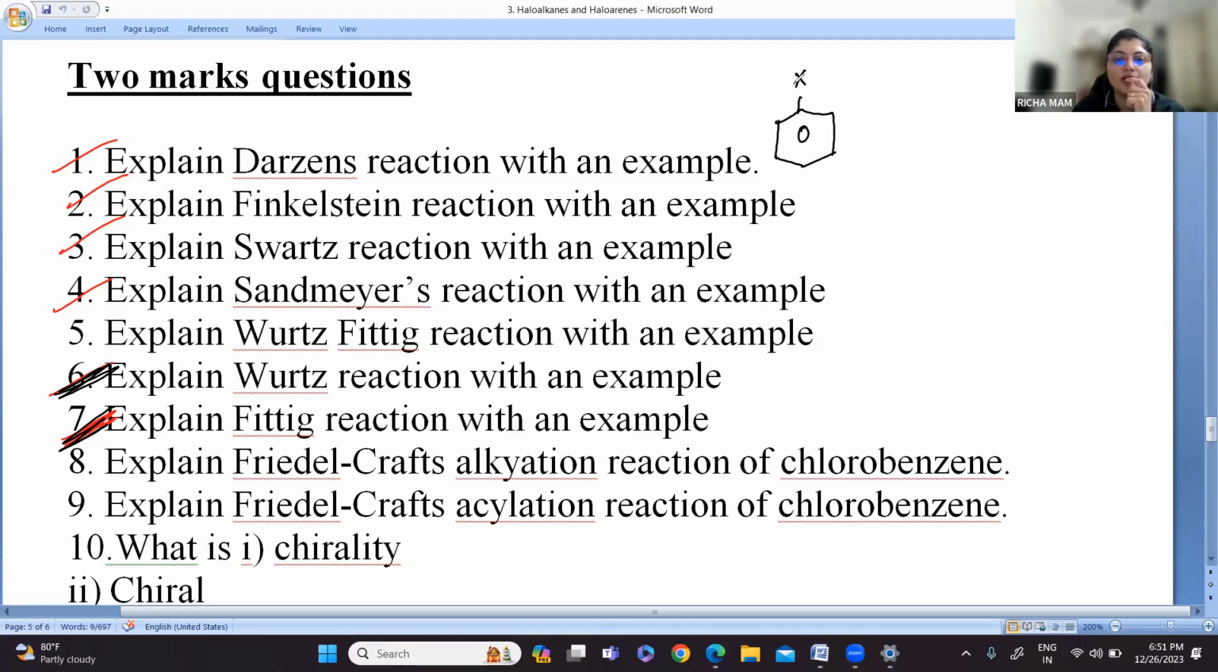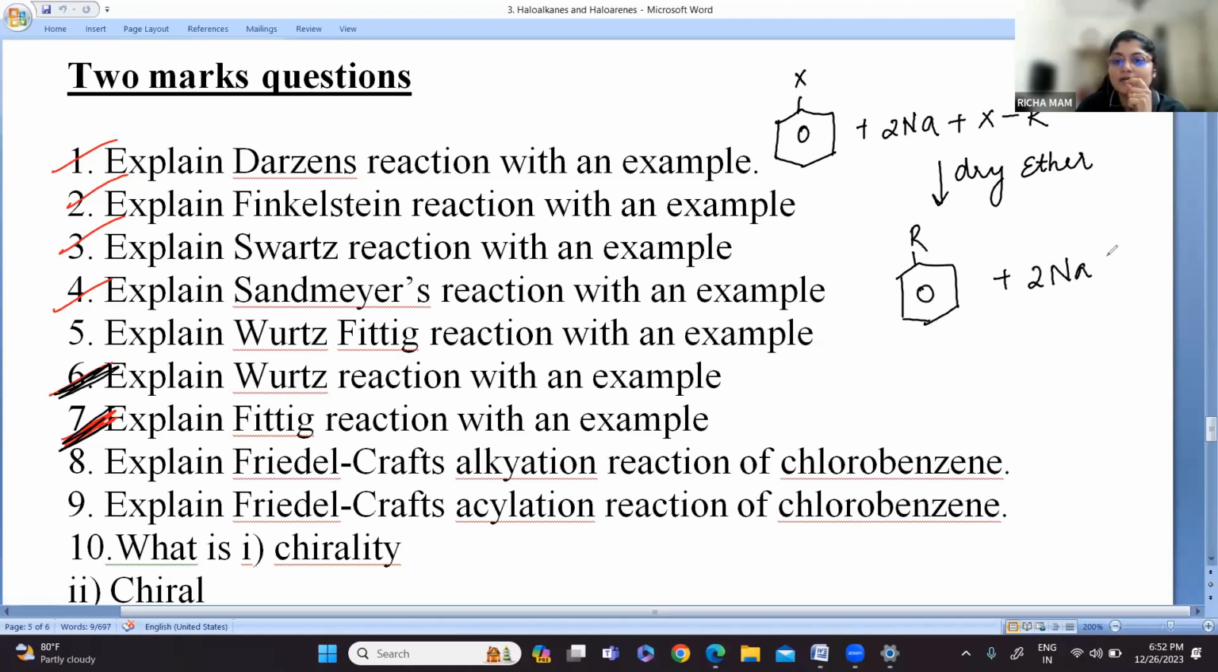Coupling reaction of aryl halides. Is my reaction right? Is my reaction correct? I've taken one aryl halide and one alkyl halide. So I'll explain now.